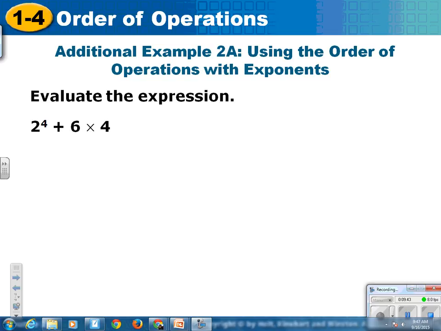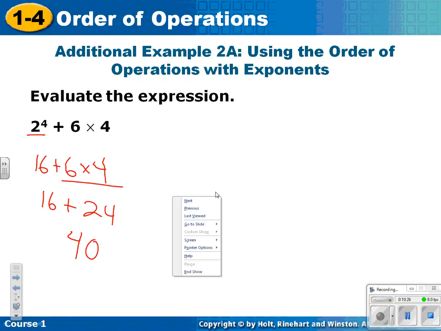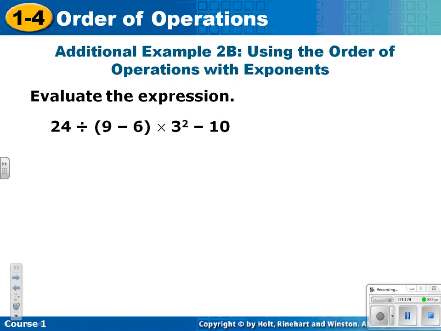I understand that this is kind of a difficult concept for you, but only do one step at a time. There's a bunch of you that did this, and you go, this is 16 plus this is 24. You're skipping a step. I don't want that. I need you to do one step at a time. You do this. This is 16. You rewrite everything else. Plus 6 times 4. Then you do this. And this is 24. You rewrite everything else. Go for it.